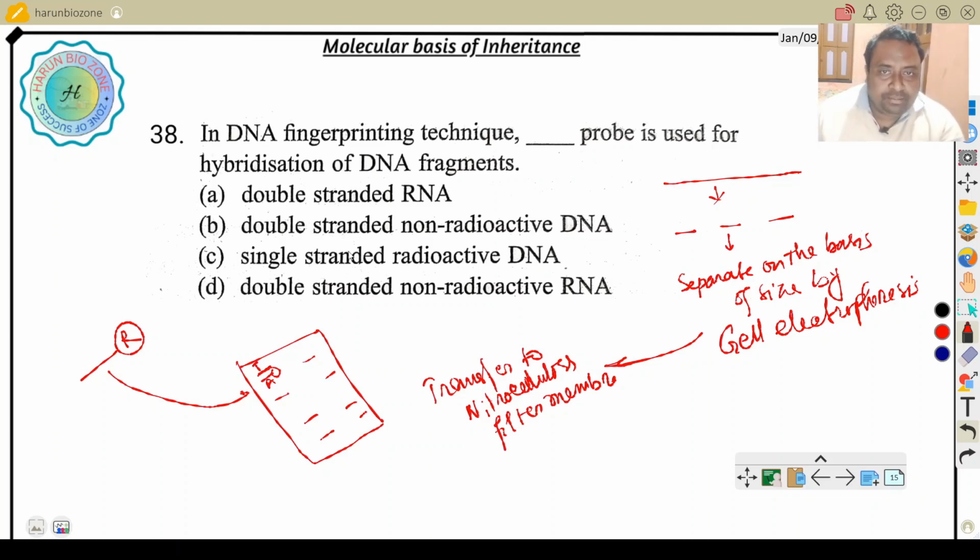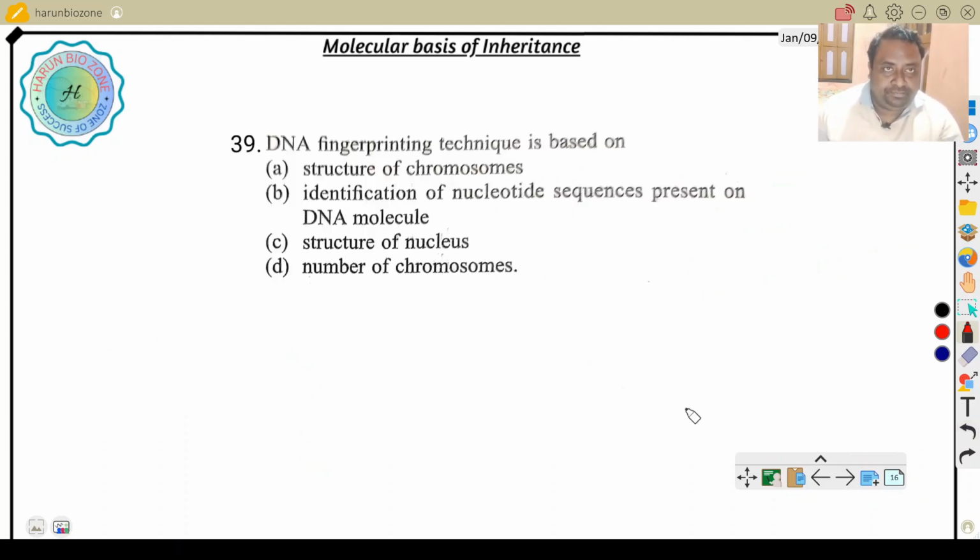So here is the DNA fragment, and here is radioactive, single-stranded DNA, that is called cDNA, complementary DNA. The sequence of complementary DNA is known and it is produced in the laboratory from mRNA. The DNA fingerprinting technique is based on the structure of chromosome, identification of nuclear sequence present on the DNA molecule. Now DNA fingerprinting means knowing the unknown sequence of DNA, identification of nuclear sequence.